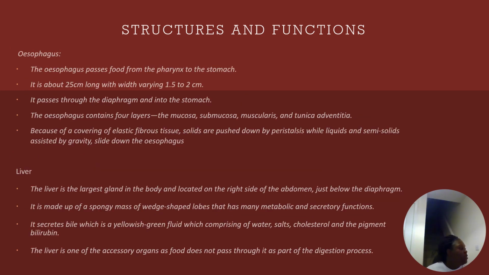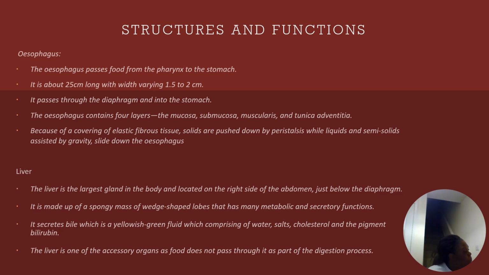Next, we have the esophagus. The esophagus passes food from the pharynx to the stomach. It's about 25 centimeters long with width varying from 1.5 to 2 centimeters. It passes through the diaphragm and into the stomach. Because of a covering of elastic fibrous tissue, solids are pushed down by peristalsis while liquids and semi-solids, assisted by gravity, slide down the esophagus.